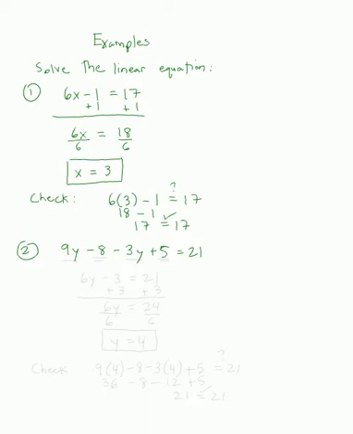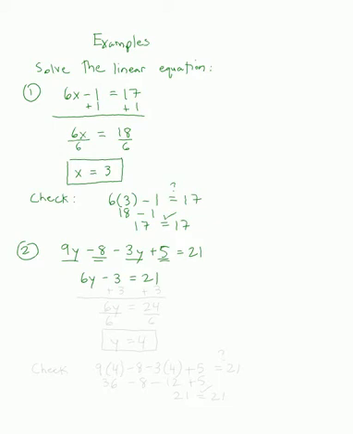So I need to combine my like terms. First I have 9y and minus 3y. That gives me 6y. And then I have negative 8 and positive 5. That gives me negative 3. And I'm done with that step.